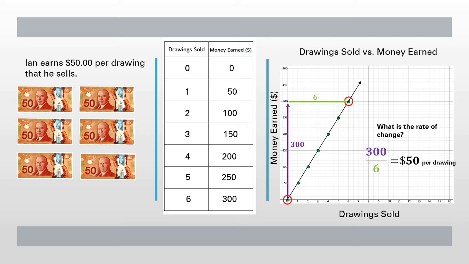So reflect, when we did time distance graphs, the rate of change, the slope, that meant speed. When we did the previous scenario, the rate of change represented the number of candies eaten per hour. In this situation, the rate of change, or the slope, represents $50 per drawing. And again, m is the variable we use for slope, so m is equal to 50.